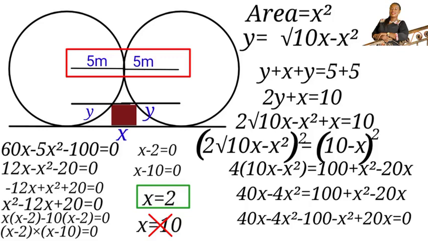If x equals 2, then the area of this square will be 2 raised to the power of 2, which equals 4. Finally, the area of the square is 4.